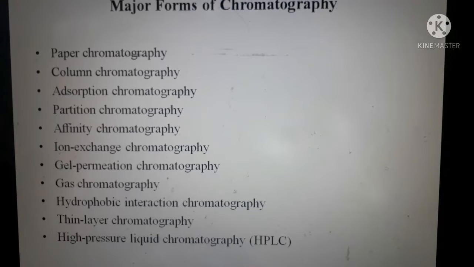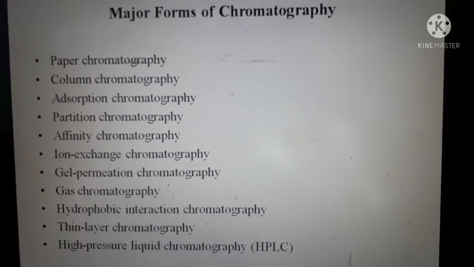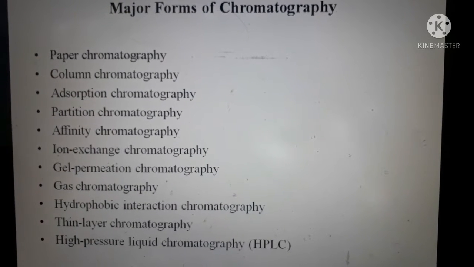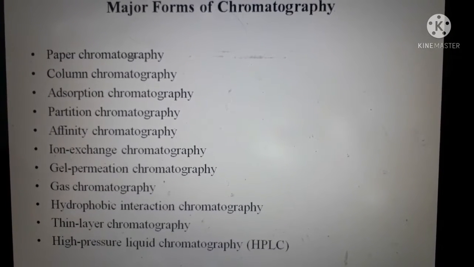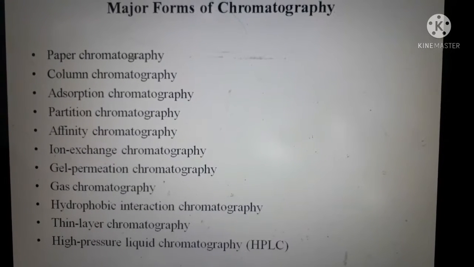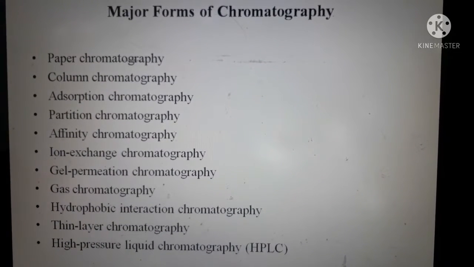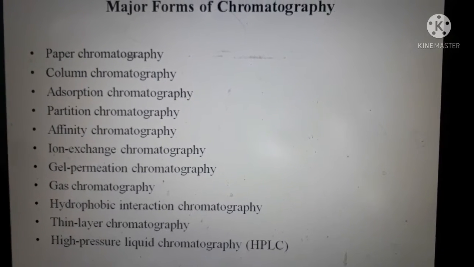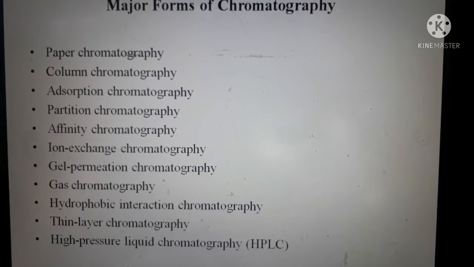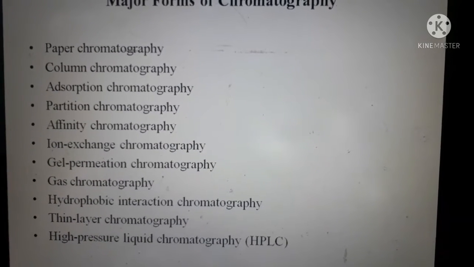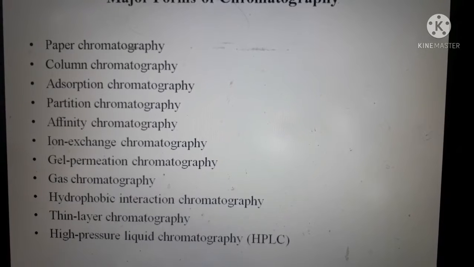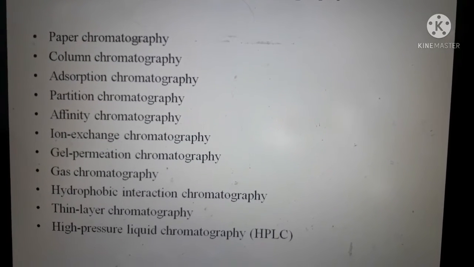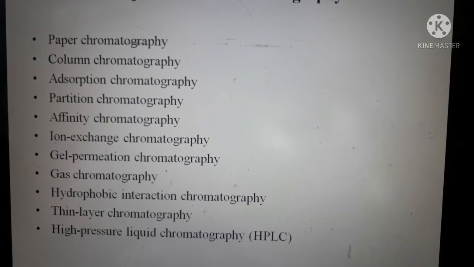It may be paper chromatography, column chromatography, adsorption chromatography, partition chromatography, affinity chromatography, ion exchange chromatography, gel permeation chromatography, gas chromatography, hydrophobic interaction chromatography, thin layer chromatography, and HPLC. So you will see that the principle of interaction of the molecule with the stationary phase will be different. In all cases you will find a good combination of the stationary phase with the mobile phase.